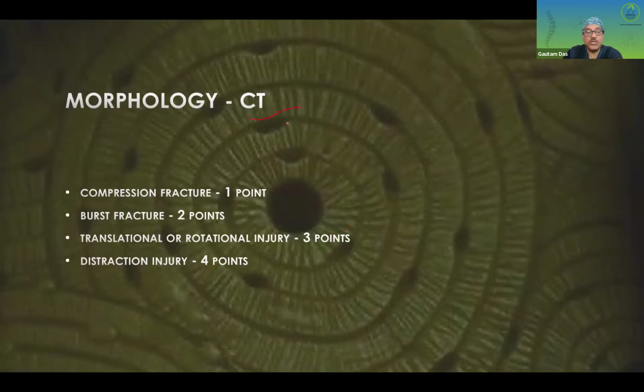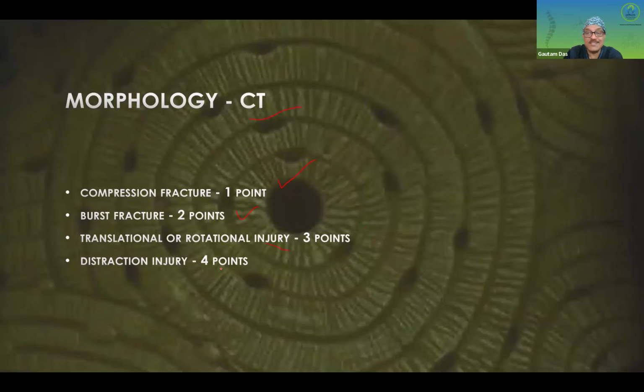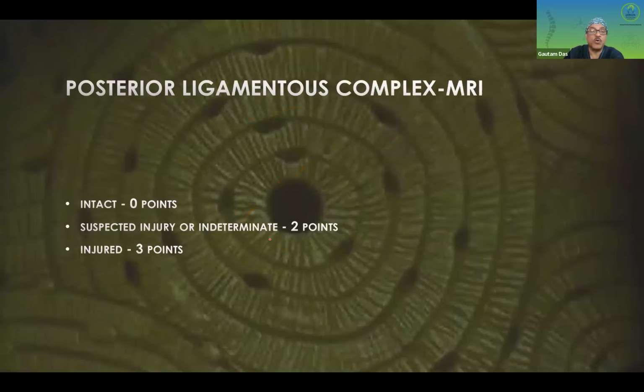Here the scoring is: if it is a wedge fracture, an anterior column fracture, then it is 1 point. If it is a middle column fracture, then it is 2 points. If it is a posterior column fracture, then it is 3 points. Posterior column fracture means a translational or rotational injury. And if it is a distraction, flexion distraction, then it is 4 points. That is the morphology on CT scan.